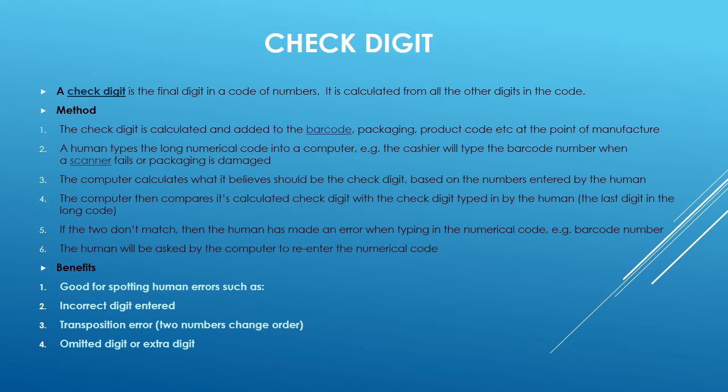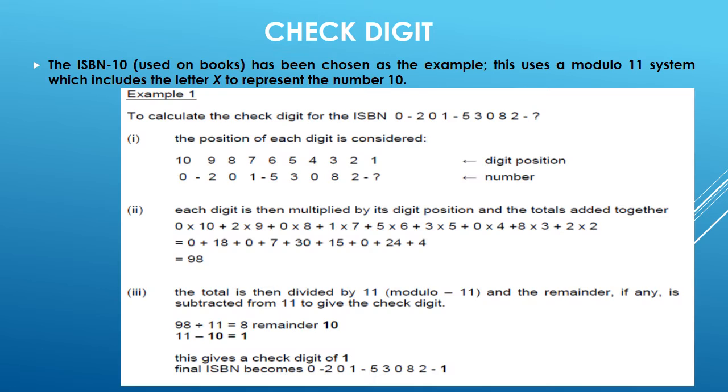Now let's see how to calculate the check digit. Let's consider this example. In this example, we are given an ISBN number, which is usually used on books. We will be using the Modulus 11 system, which includes the letter X to represent the number 10. So in this example, we are given an ISBN number 0201538082, and the question mark here shows that we are supposed to find the check digit that we will add here.